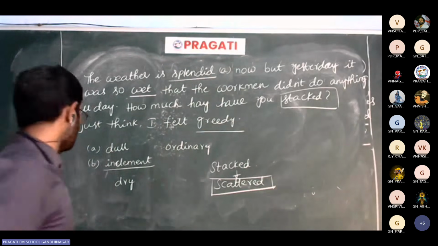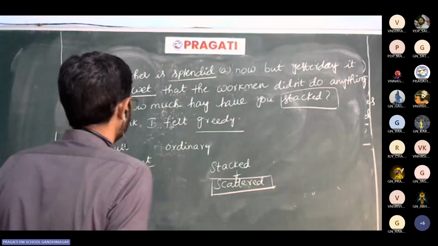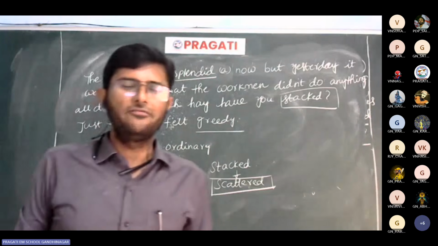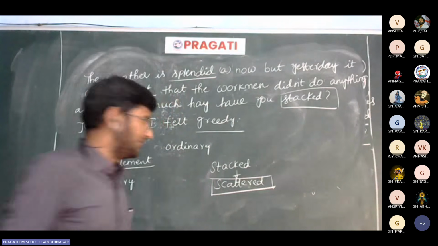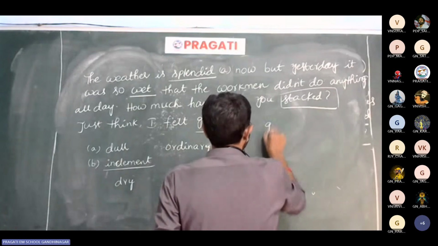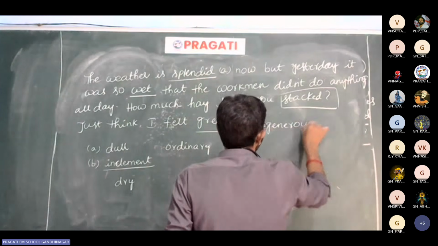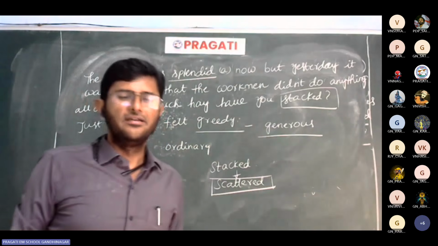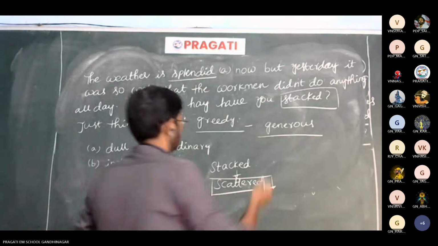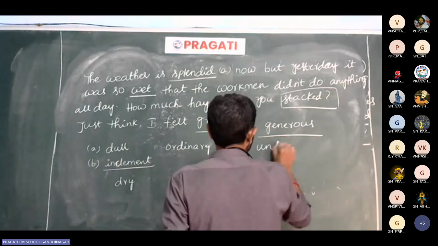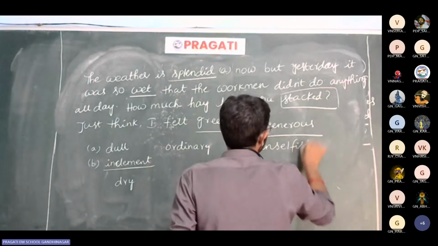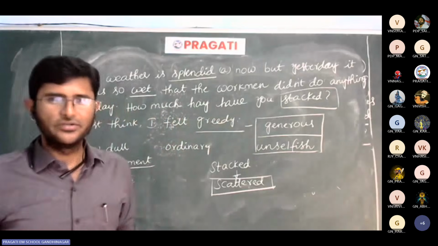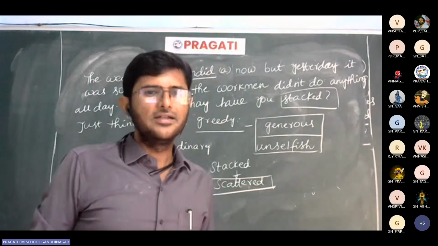So greedy. Next one is, just think I felt greedy, right? So greedy means the feeling of having everything for ourselves. So the exact opposite for greedy is generous, giving freely to others. That is generous, right? So you can also say unselfish. Being greedy is selfish. So its opposite could be unselfish, right? So you can go for either generous or unselfish.